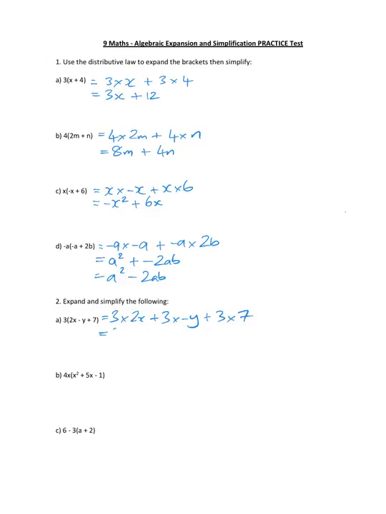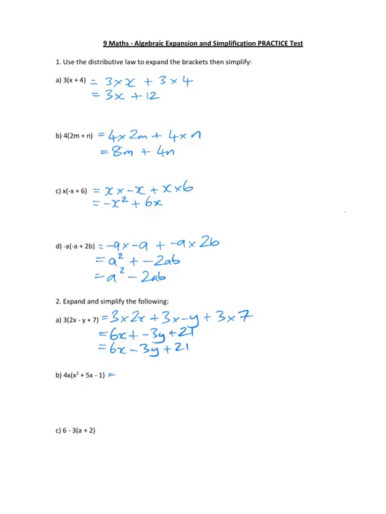3 times by 2x is 6x, plus 3 times by negative y is negative 3y, plus 3 times by 7 is 21. 6x plus minus sign becomes minus 3y plus 21. Can't collect any like terms there, so you leave it.